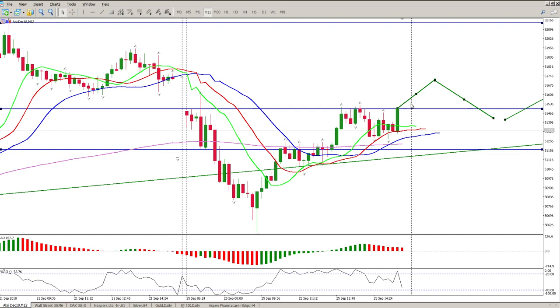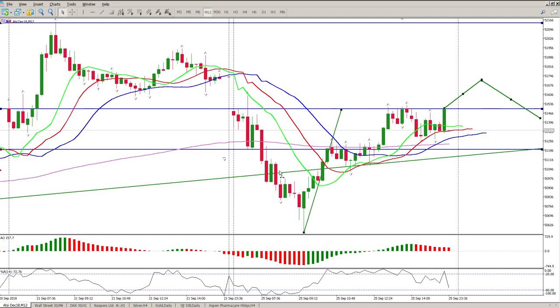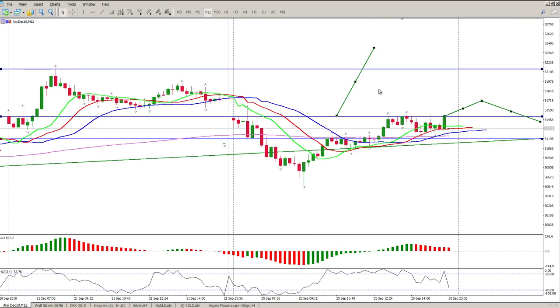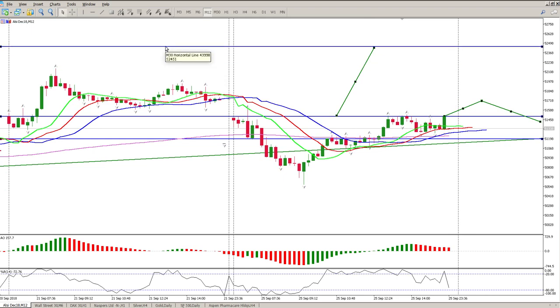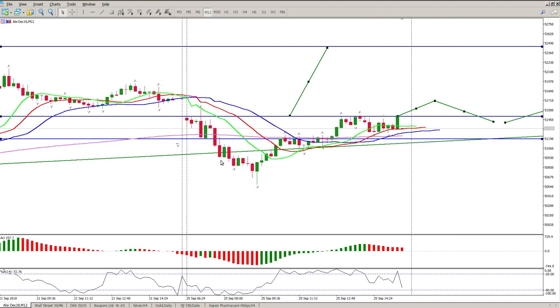and if you look at this, we have a cup and handle. Okay, and the target for this cup and handle is obviously going to be to challenge the previous highs and break it. Okay, so that's looking at 52,450. Okay, anyway, that's my view today.